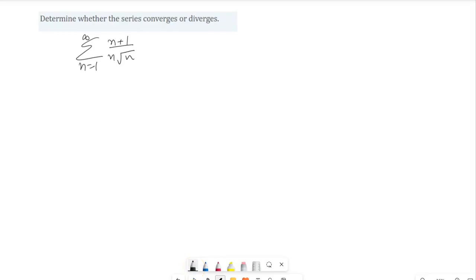Here is a question to check whether the series converges or diverges. These questions are questions from comparison tests. This can be easily told. So what is the general term here? Let's name it a_n, which is (n plus 1) by n root n.